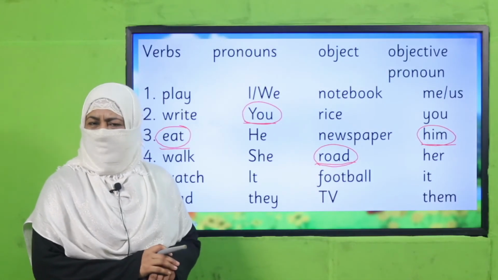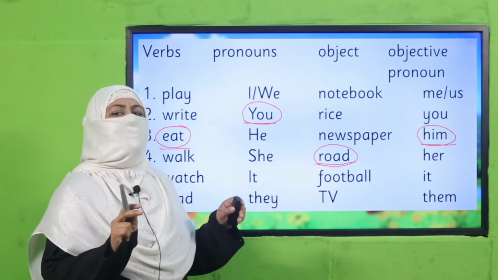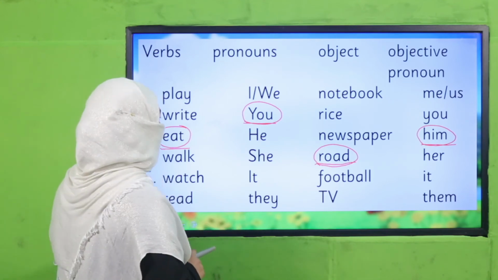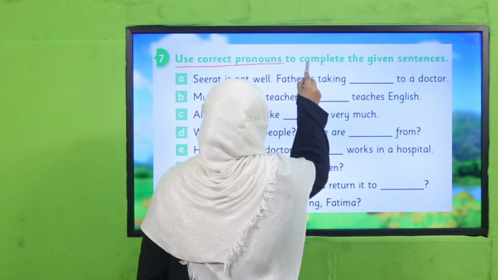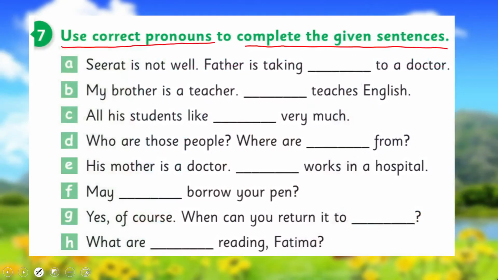Yes, my dear children, are you done with it? Good job, all of you. Now settle down. We are going to practice it from your book again. What you will do is use the correct pronoun to complete the given sentences. Here sentences are given. You have to read them carefully. In the first part, subjects are given, so you will complete by using a pronoun over here. Okay. So pause the video, complete this exercise in your book, and then come back.